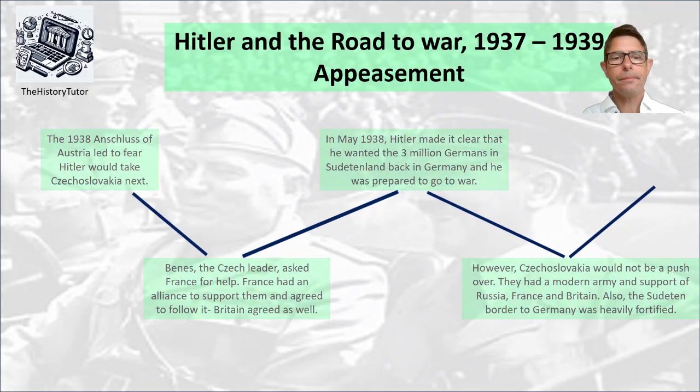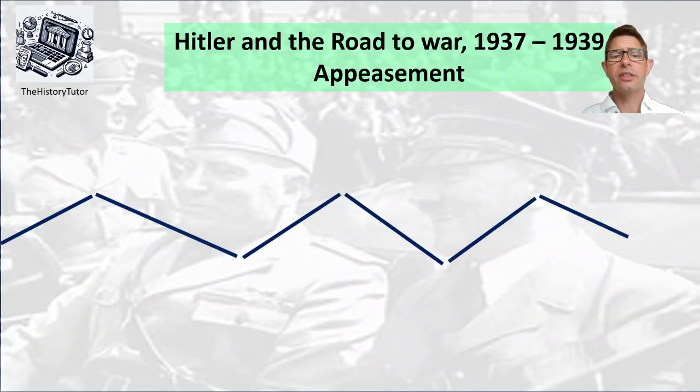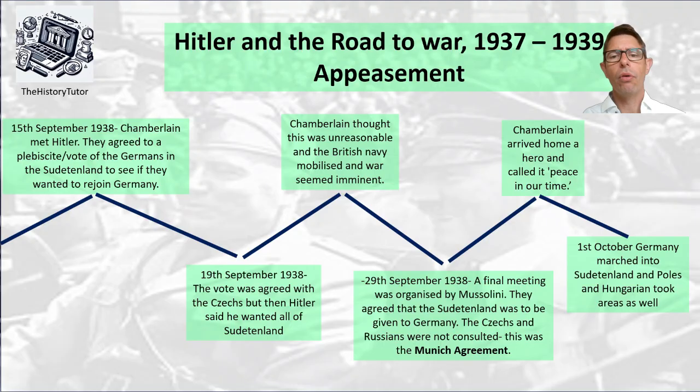So on the 15th September 1938, Chamberlain decided to negotiate before going into war. He agreed with Hitler that they should have a plebiscite, a vote of the German Sudetenland to see if they wanted to rejoin Germany. Then on 19th September 1938, the vote was agreed with the Czechs, but Hitler said in this vote he wanted all of Sudetenland, not just the German areas. Chamberlain thought this was unreasonable, and the agreement was cancelled, and instead Britain started to mobilise its navy and started to prepare for war.